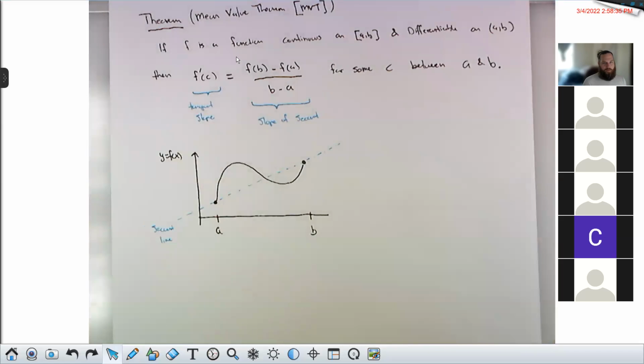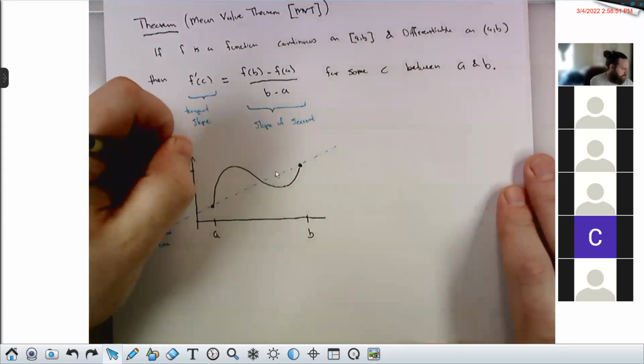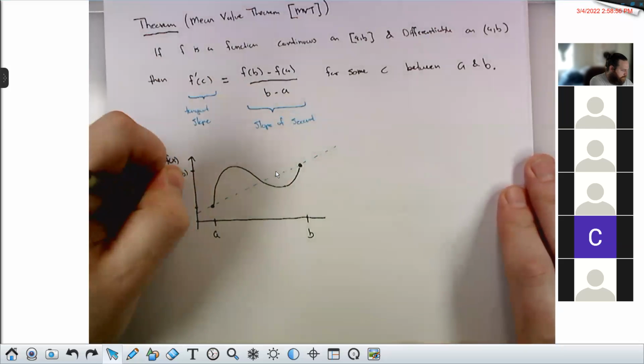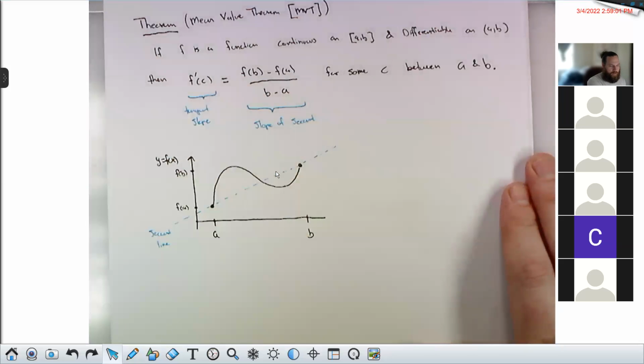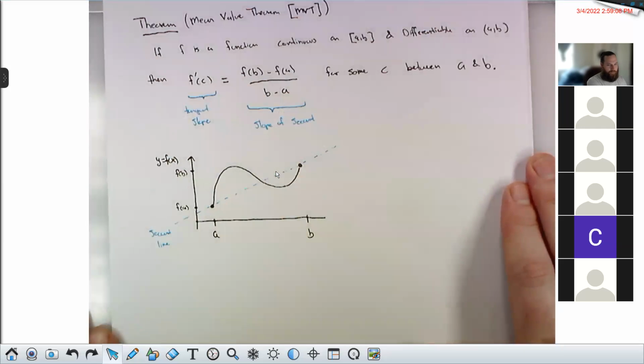And when we say that this expression is equal to this, well, this expression is not the equation of the secant line, it's just the slope of the secant line. f(b) minus f(a), that's the rise, right? f(b) is the y value up here. f(a) is the y value down here. So the rise is the top, f(b) minus f(a), and the run is b minus a. So this is the slope of this blue dotted secant line.